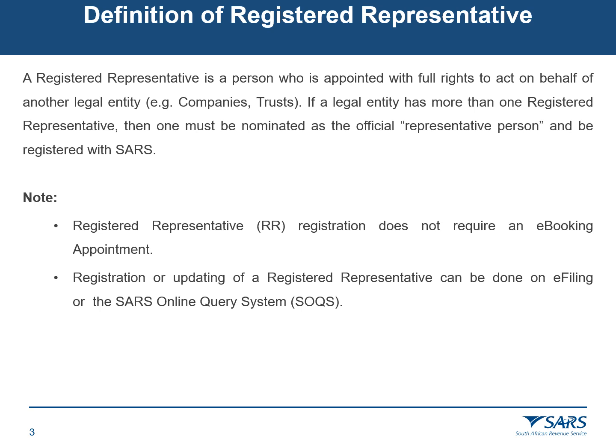Definition of registered representative. A registered representative is a person who is appointed with full rights to act on behalf of another legal entity, for example companies or trusts. If a legal entity has more than one registered representative, then one must be nominated as the official representative person and be registered with SARS.